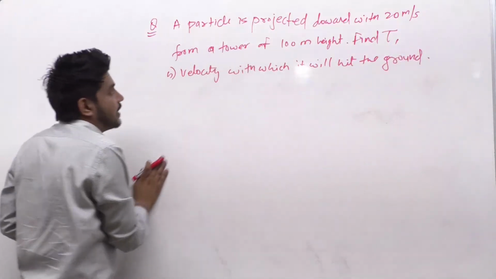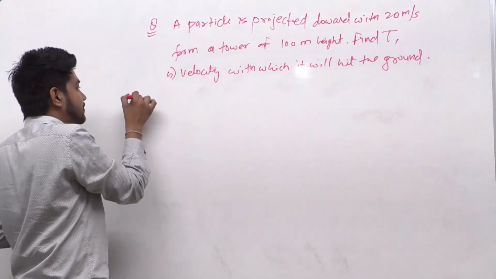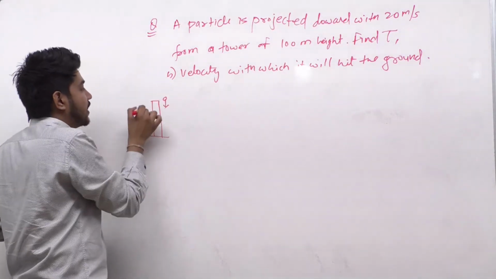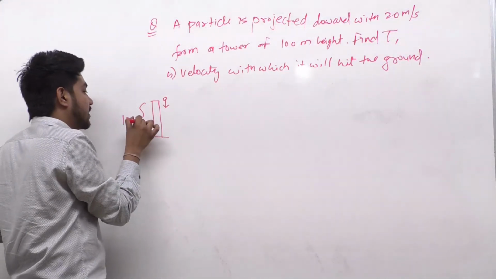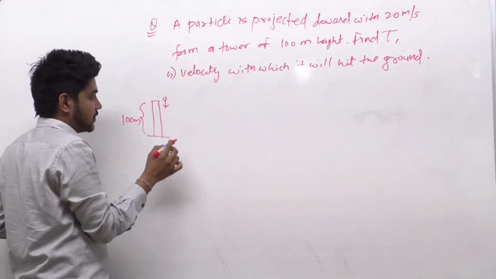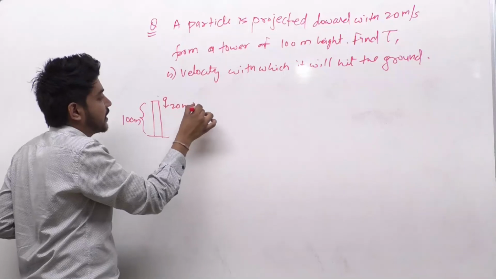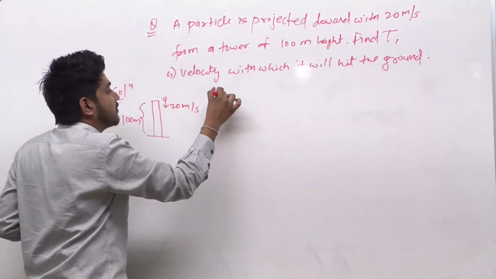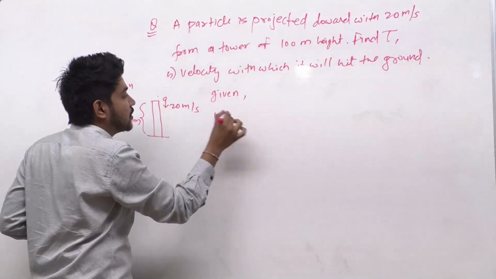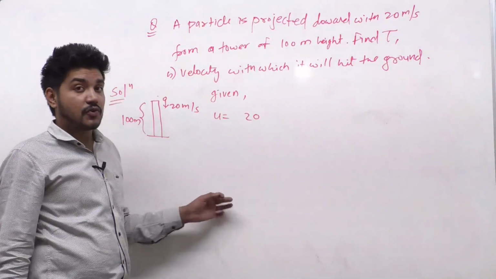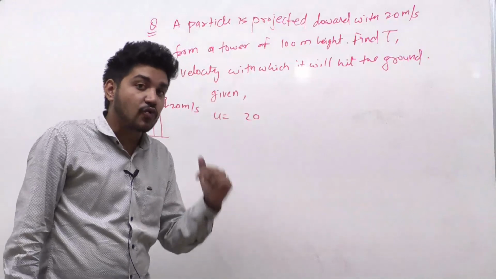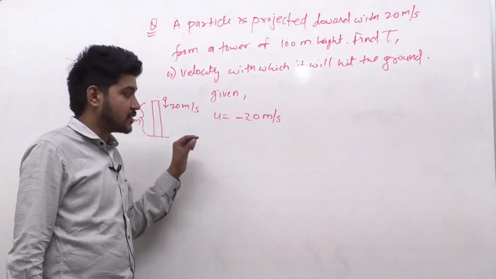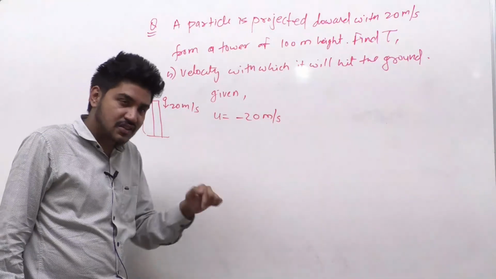So again, I'll write what are the given values to us, and I'll draw the diagram. This time the particle is projected in the downward direction, and this height is 100 meter, and we know this is the origin, right? And downward direction with 20 meter per second. So this is the diagram. Now we'll write the given values. Given initial velocity is 20, and this time 20 is in which direction? Downward direction. So it is minus 20 meter per second, because it is in the downward direction.